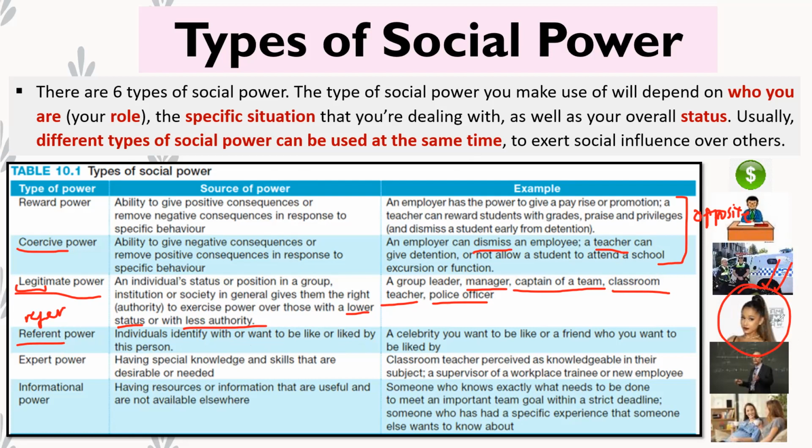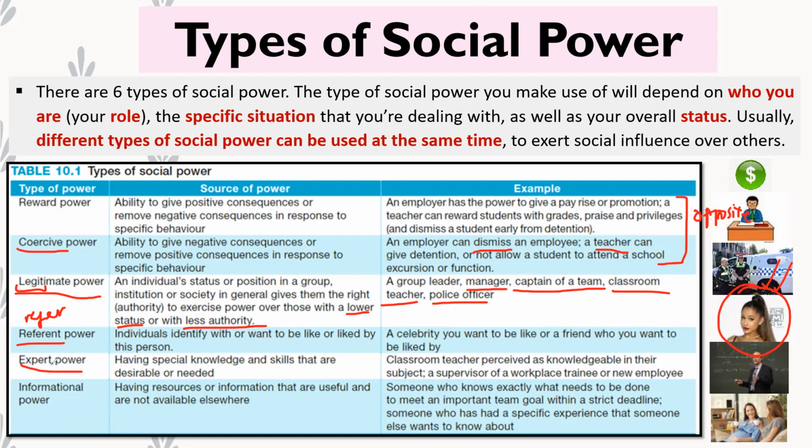So for example, if Ariana posts a picture of a specific smoothie or something that she drinks on her Instagram, her followers might actually want to buy that as well, or they might post comments like, oh, what's the link? I want to purchase it too. So that's what referent power is.